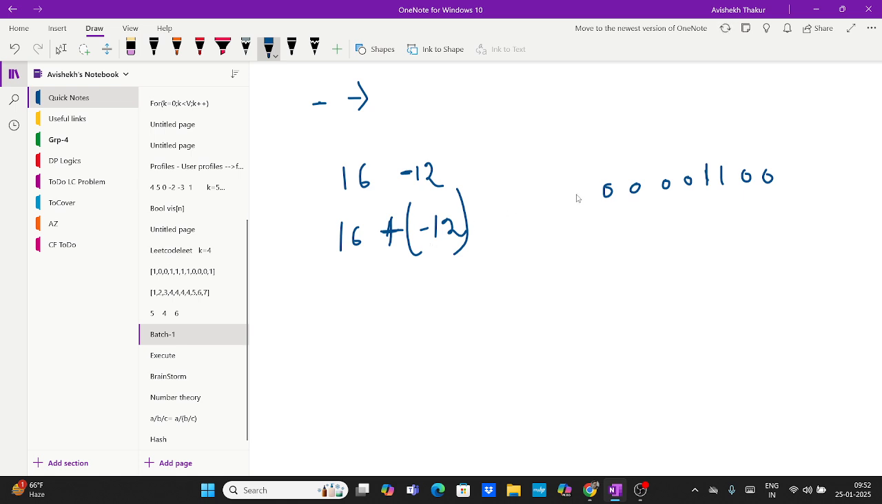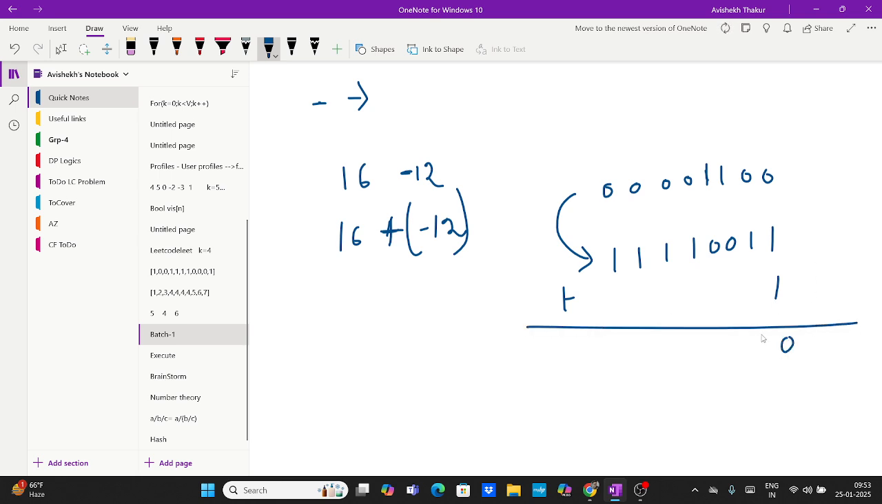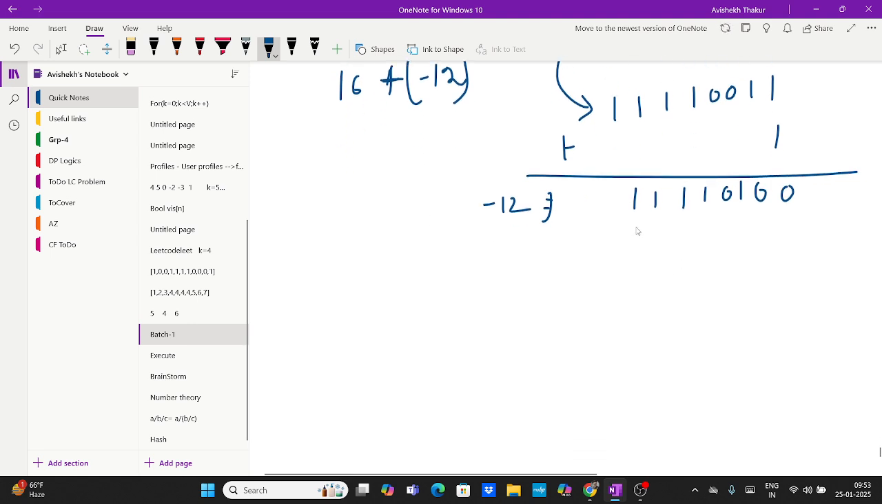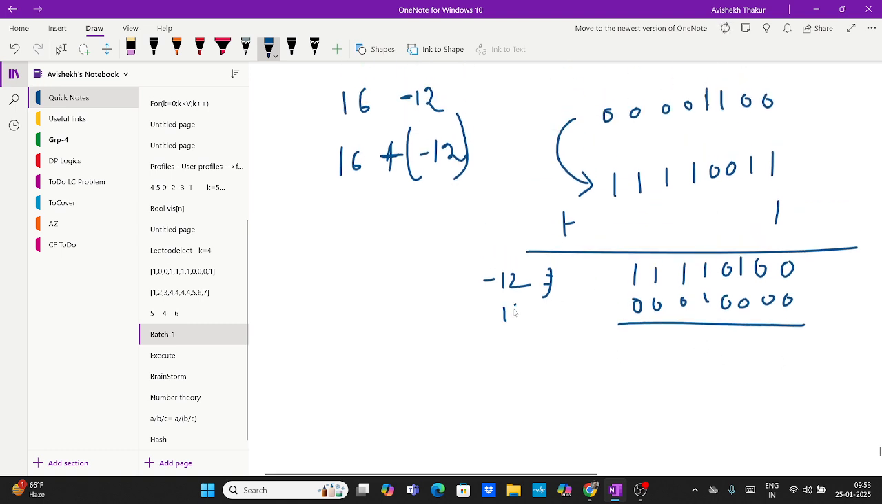So what is two's complement? First we do one's complement, which is this, 0, 0, 1, 1. Then just do plus one. So we get 0 0 1 0 1 1 1 1 1 1. Now we have this as minus 12, correct? Now we have 16, which is represented as maybe 0 0 0 1 0 0 0 0. Yes, this is 16.